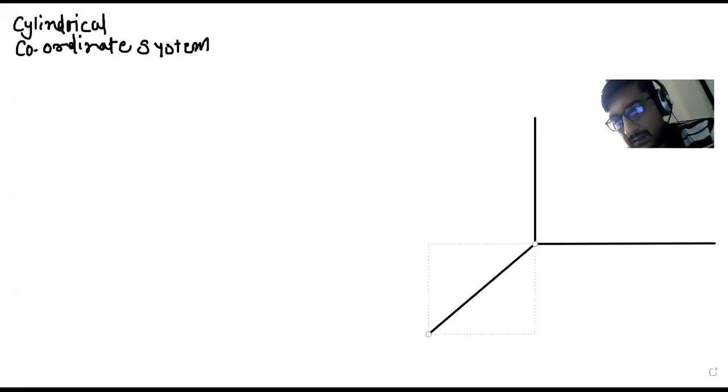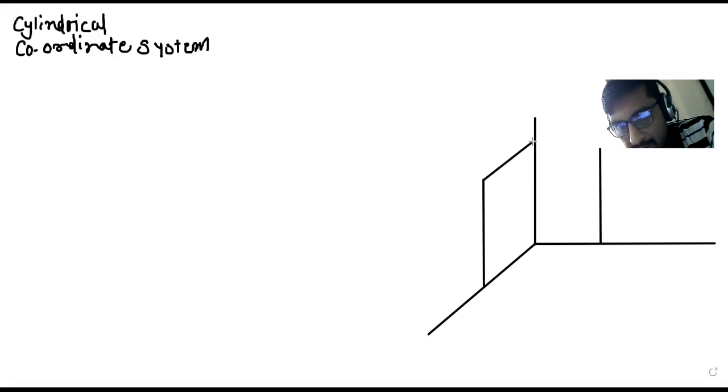So this horizontal axis is the y-axis. This axis is your x-axis, right? So the x, y, z axes are there. After that, you have a cylinder like this. This is one of the cutting edges of the cylinder. This is another edge, and here it intersects with the z-axis.